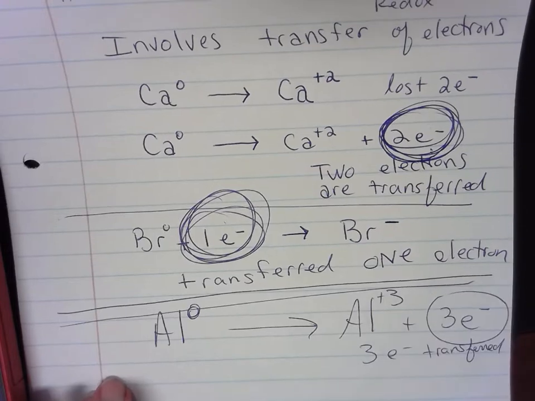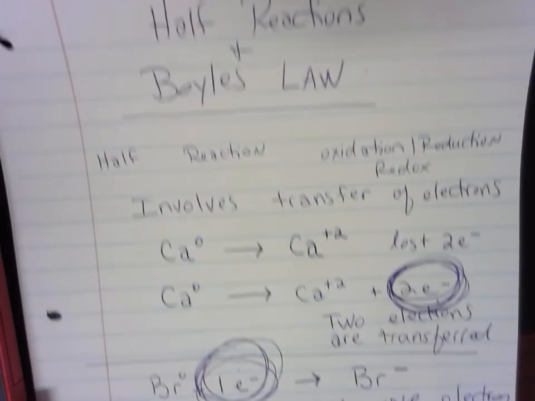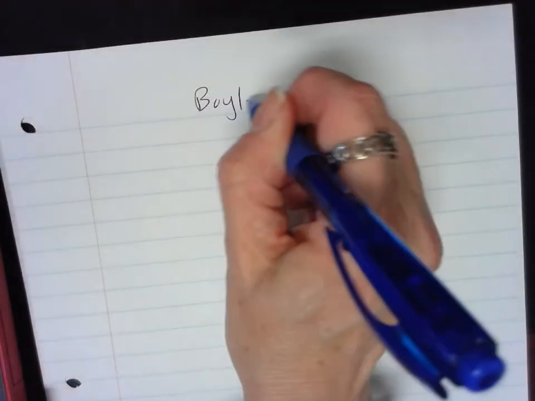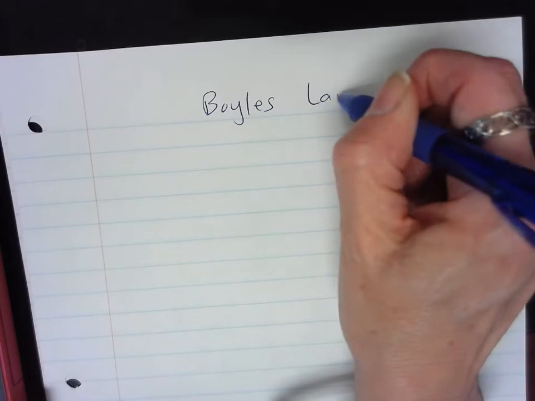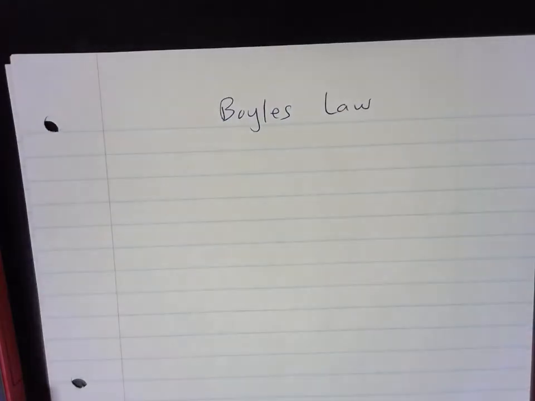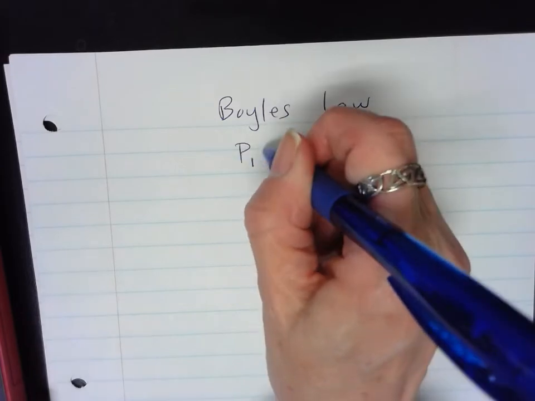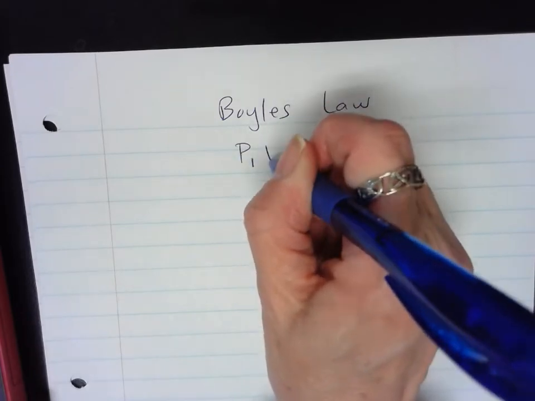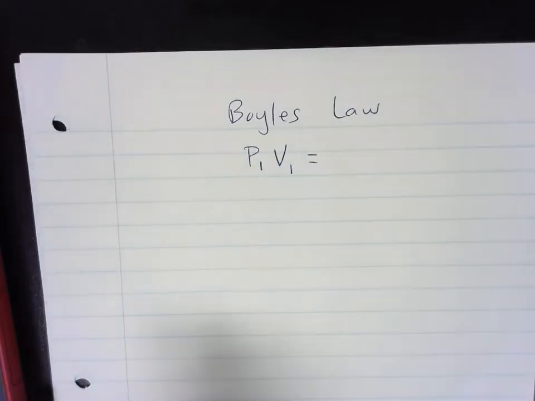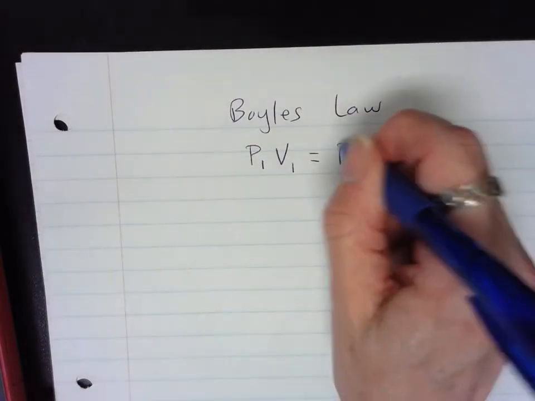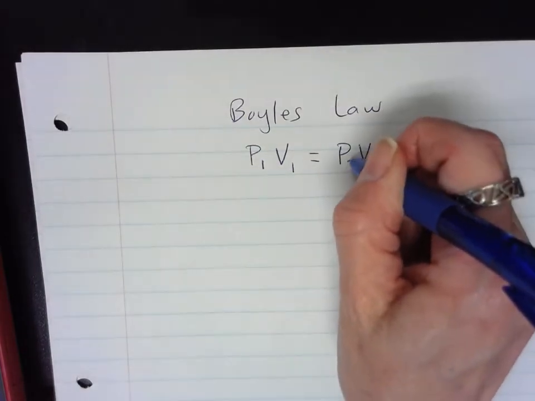Now the next thing I want to cover that we have not covered in this class, but you've probably covered it with your gas laws in your physical science class, is called Boyle's Law. It does not matter what the name is. The formula is given to you, but it means the pressure and volume in your first scenario are going to equal the pressure and volume in your second scenario.